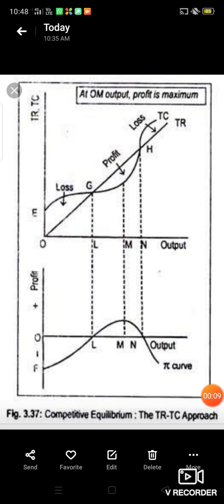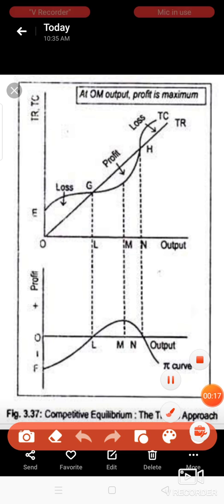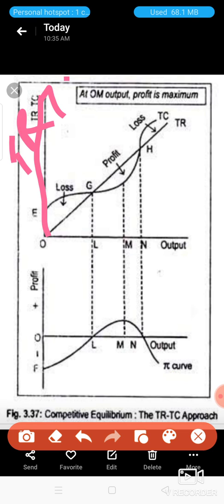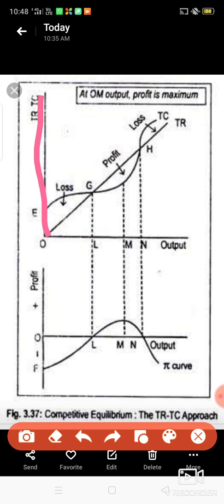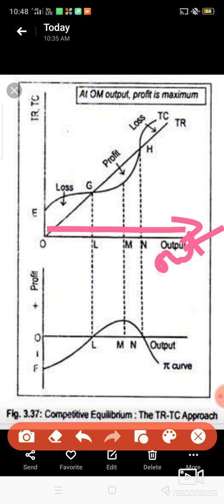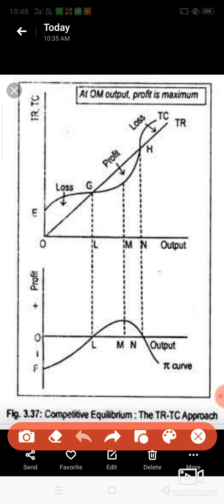Good morning, students. So today we will understand short-run equilibrium using the TR-TC approach. Here in this diagram we are talking about a perfectly competitive market. This vertical line is for total revenue and total cost, and this horizontal line is for output, for quantity.